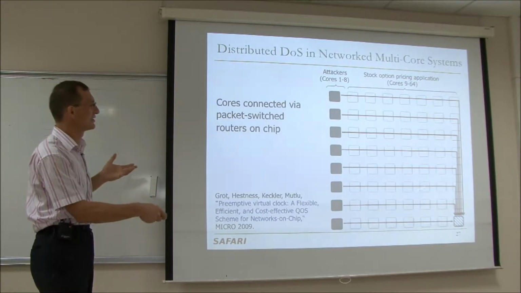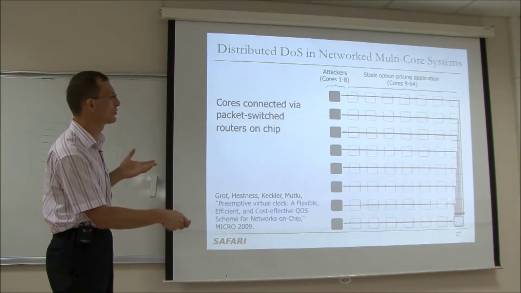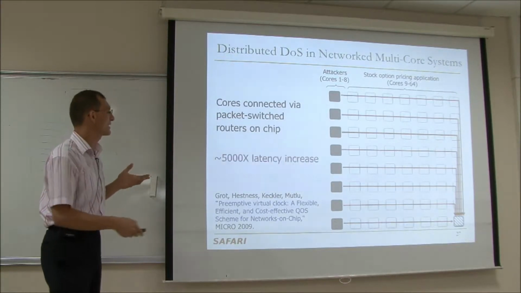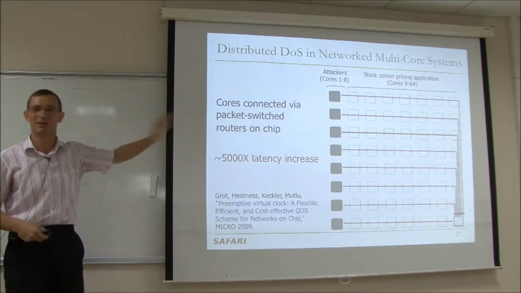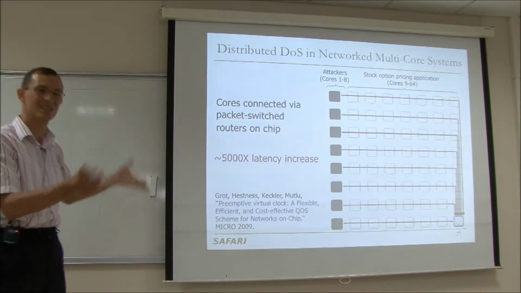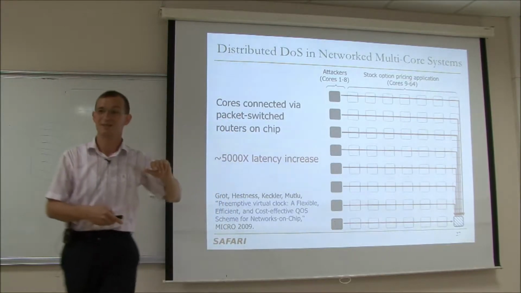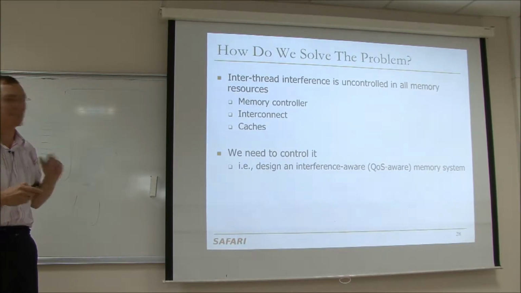And as a result, while this application is trying to communicate within its cores, this is basically flooding the entire system. And you can get slowdowns that are ridiculous, in fact, like 5,000x. I mean, nobody would build a system like this, but if you build it the way on-chip networks are designed today, you could get something like this without quality of service. So how do we solve this problem?